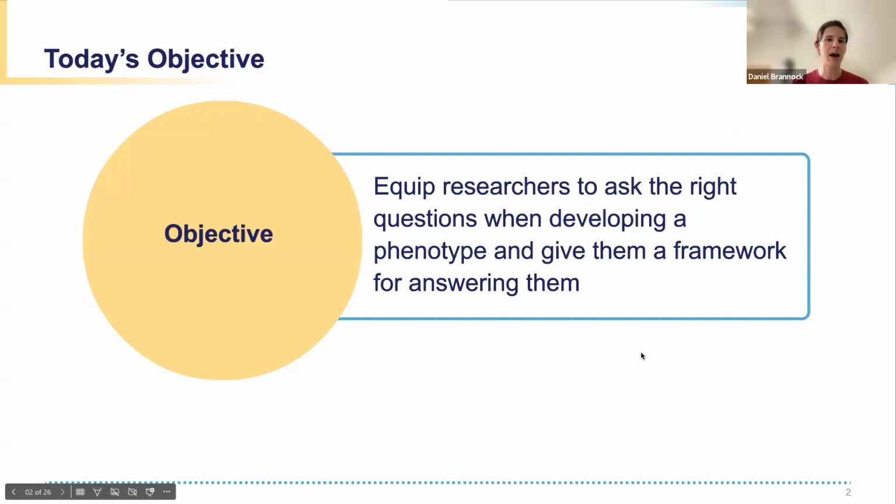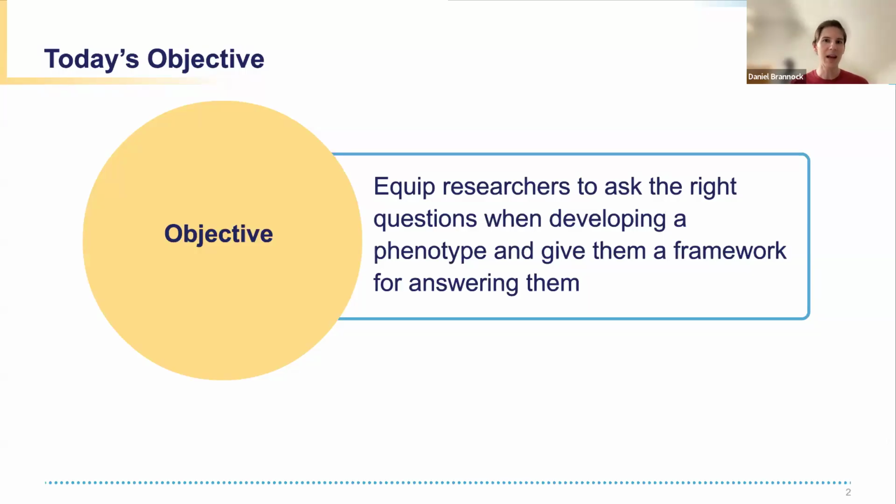We're going to keep touching back on three examples. Oh, can you go back one, Angela? Or did you go, you went for two? Okay, this is perfect. So the objective today is to equip researchers to ask the right questions when developing a phenotype and then give you a framework for answering them. So we don't expect you to come out of this knowing exactly what to do and the answer to every question for the phenotype that's relevant in your research, but we hope to give you the right tools to answer the questions that are important to building that phenotype.